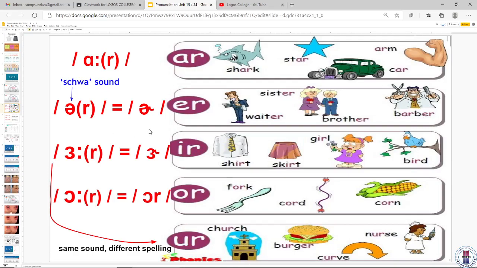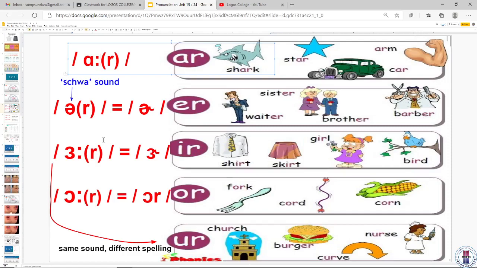The R-colored vowels, these are 4 of them right here. In your book, you learn the ah sound. So the British like to say ah, but if you add the R sound to it, you get the ar sound, as in the word shark, and star, arm, car.